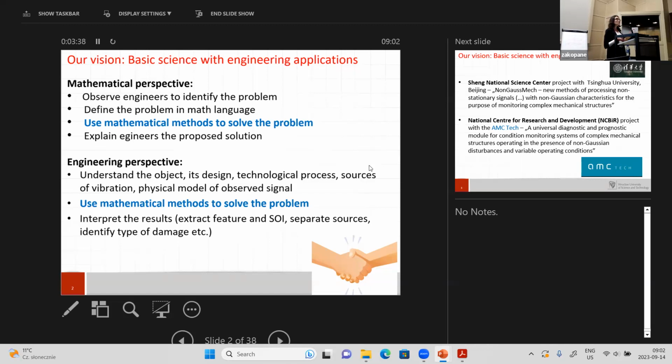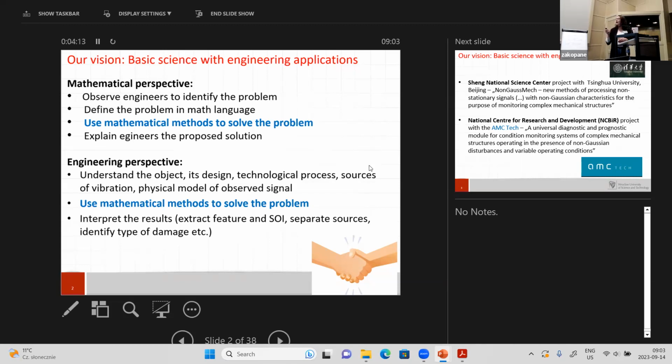However, there is also the engineering perspective. Of course, they are first of all engineers, so they try to understand the object, design, technological process, and of course the source of the signal, because here we are talking about signal analysis, actually. So here we are talking about the vibration signal, which I will explain in a few minutes. And then, after the discussion with us, they try to use mathematical methods to solve this problem and at the end interpret the results to give the solution to the company.